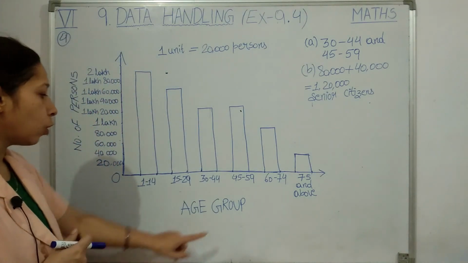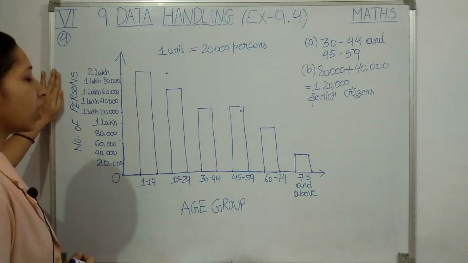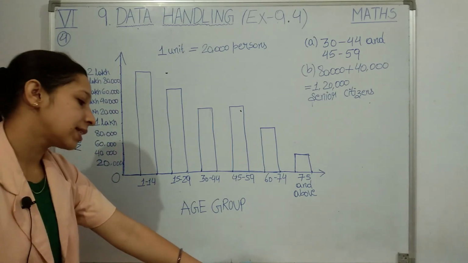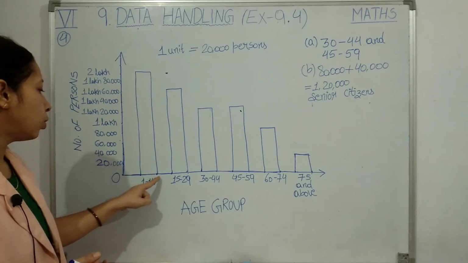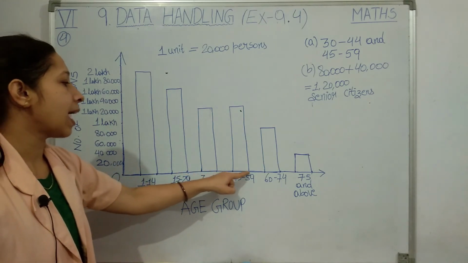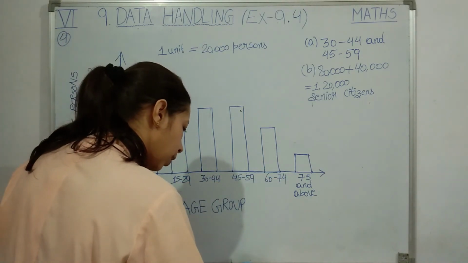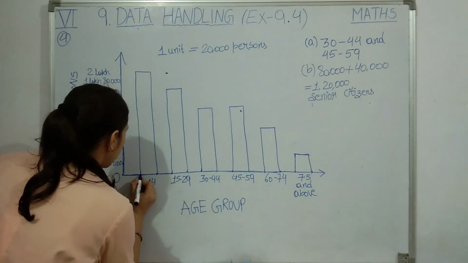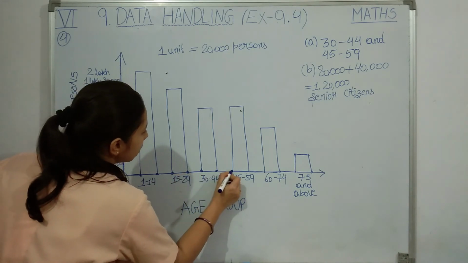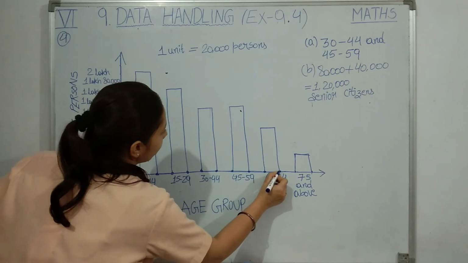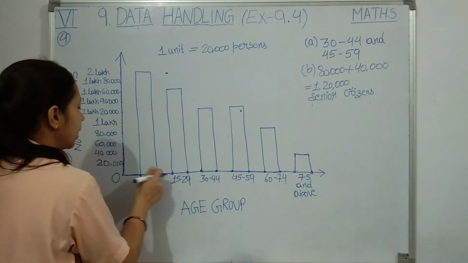So the first column is age group, so on the x-axis I have taken age group, and the second column is for number of persons, so on the y-axis I have taken number of persons. Then here you can see 6 age groups are given. So I have marked 12 points on my x-axis: 1, 2, 3, 4, 5, 6, 7, 8, 9, 10, 11, 12. Like this I have already marked the points so that while drawing the bars it will be easier for us.